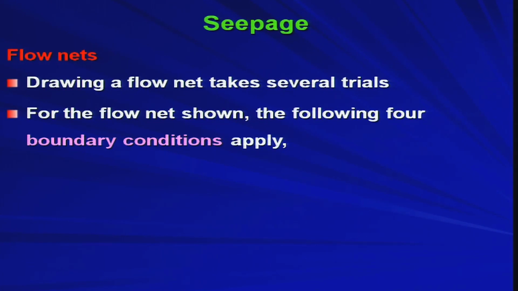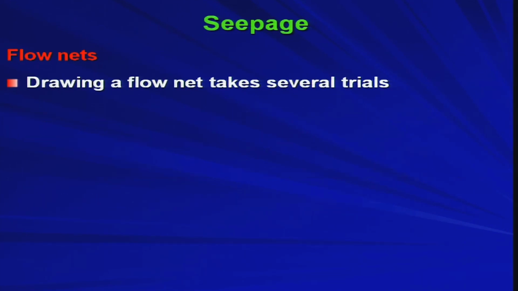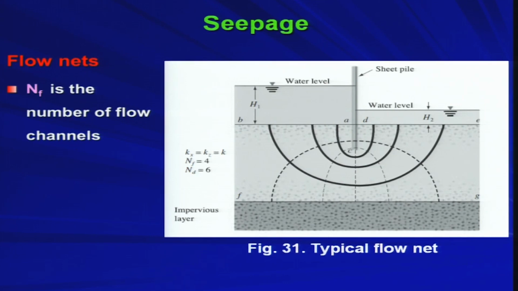For the flow net we saw in the last lecture, the following 4 boundary conditions apply: the upstream and downstream surfaces. Let us go back to the flow net we saw in the last lecture. The thick black lines are the flow lines, whereas the dashed lines are the equipotential lines, and we have seen how they form the flow channels and equipotential drops ND.